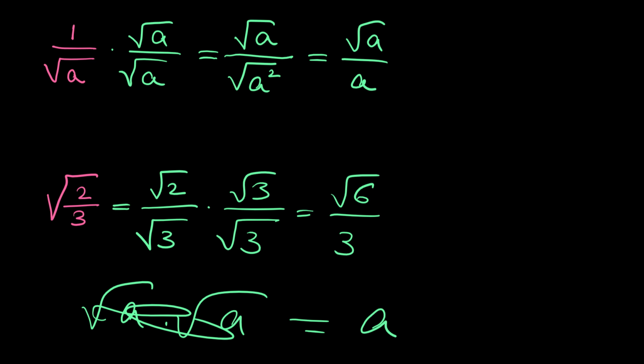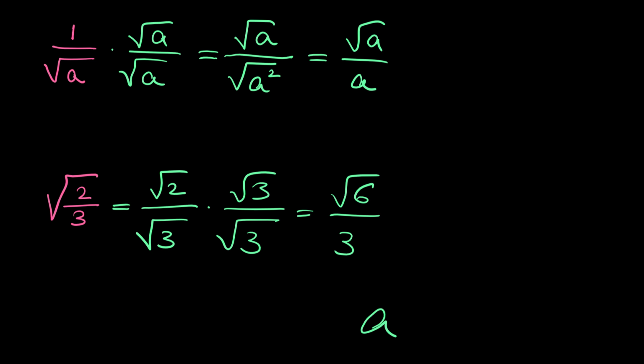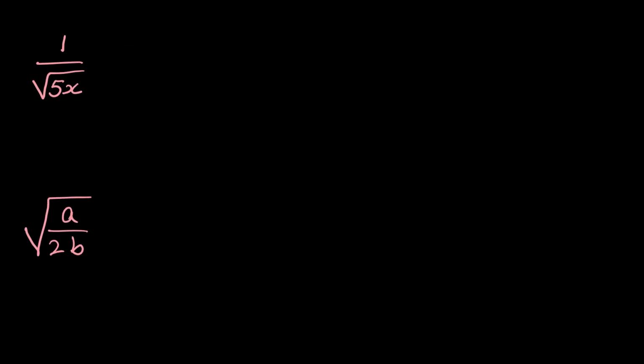So the answer is radical 6 divided by 3. Now look at these examples. 1 over radical 5x, radical a over 2b. For the first one, we have to multiply numerator and denominator by radical 5x.